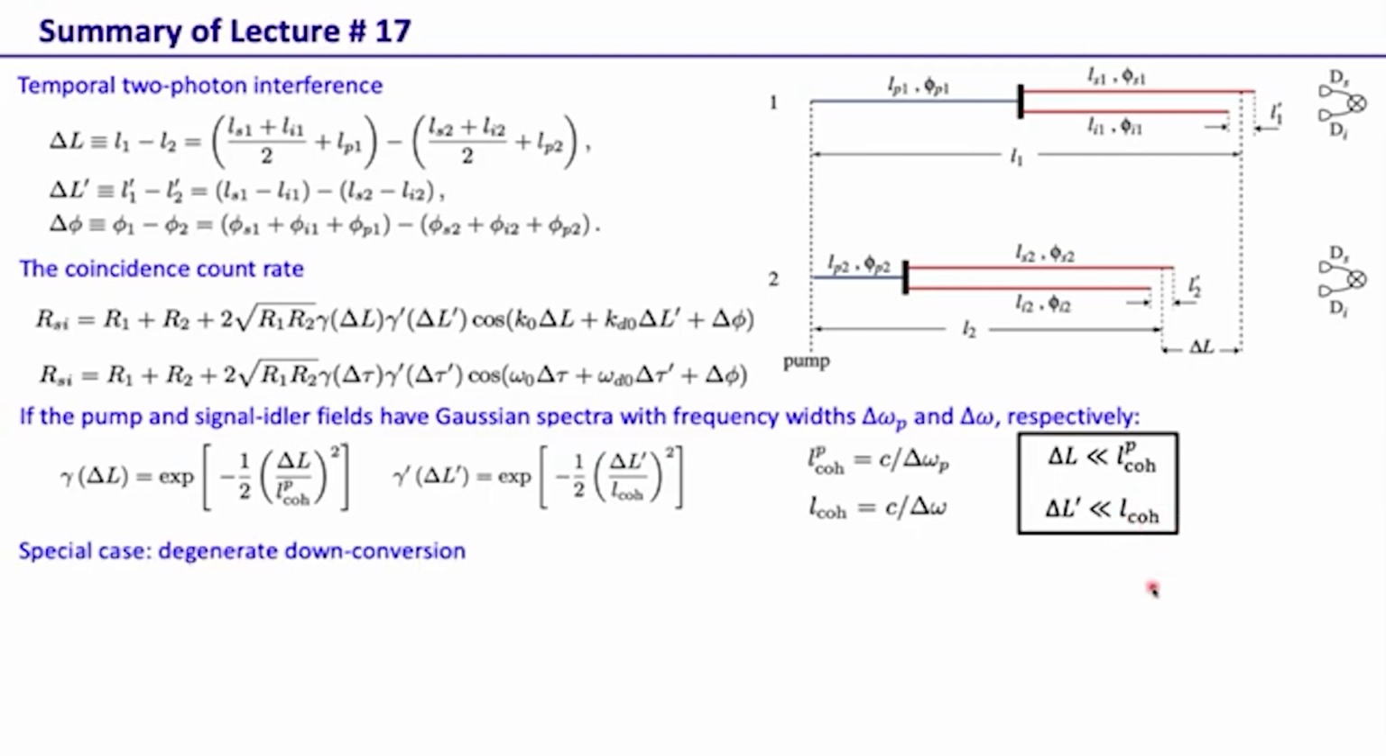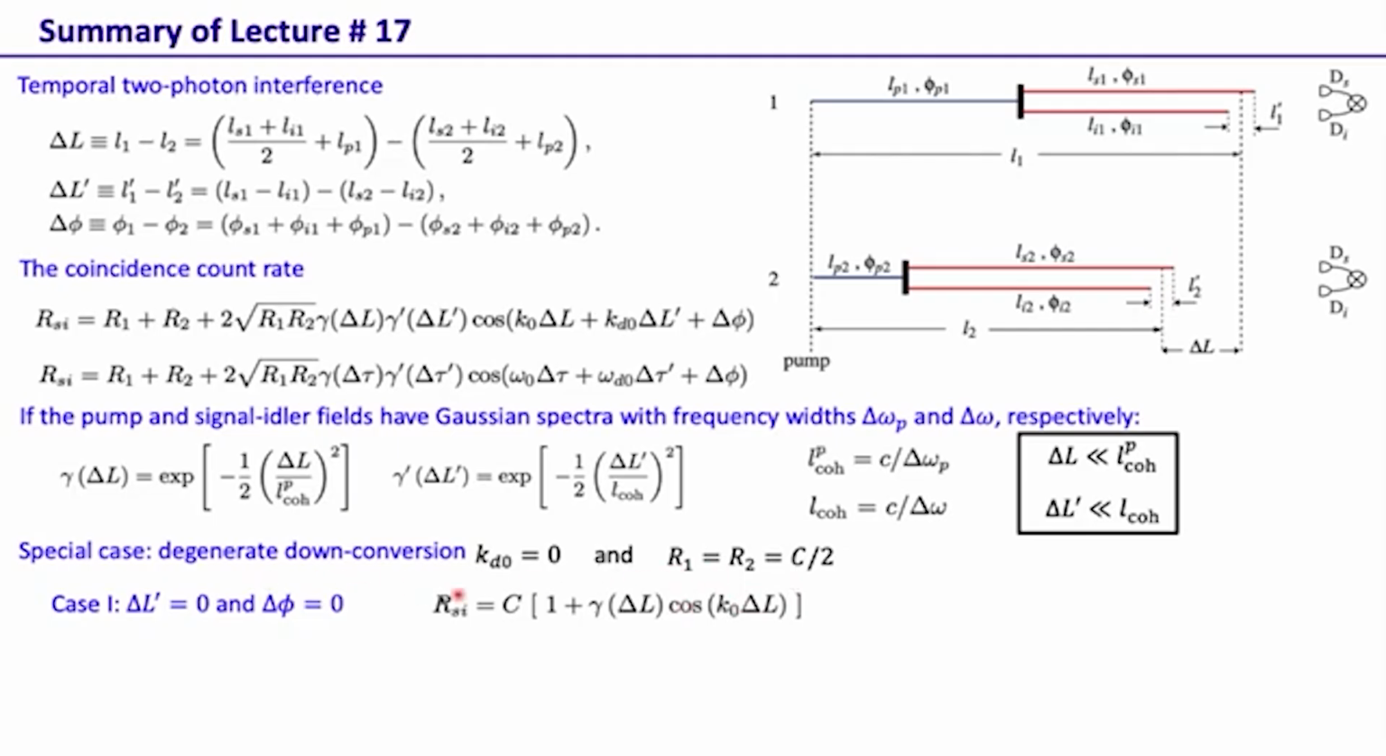Then we looked at degenerate down conversion, in which the central frequency of the signal and that of the idler are the same, and if they have to be the same, then they will have to be half the central frequency of the pump. So, the difference of the two frequencies or two vectors is 0, and if the amplitudes in the two alternatives are also the same, then for this situation we looked at two special cases.